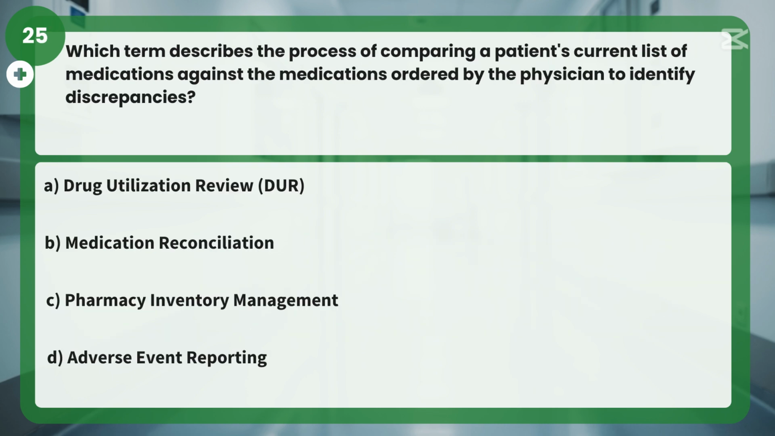Question 25. Which term describes the process of comparing a patient's current list of medications against the medications ordered by the physician to identify discrepancies? A. Drug Utilization Review, DUR. B. Medication Reconciliation. C. Pharmacy Inventory Management. D. Adverse Event Reporting.